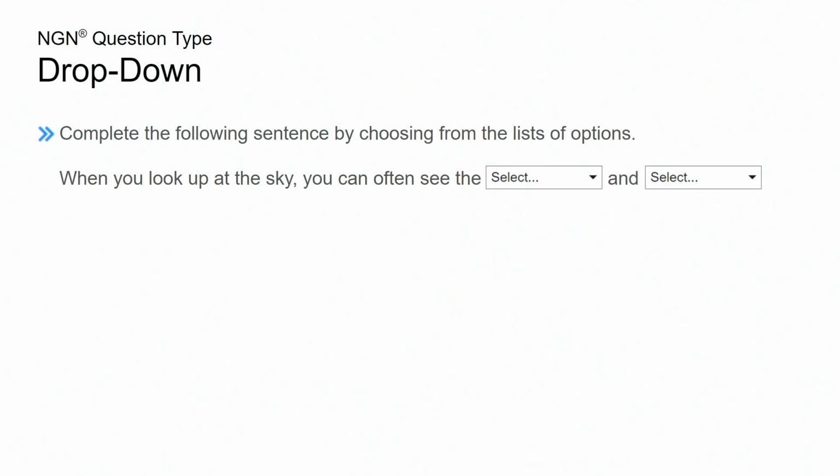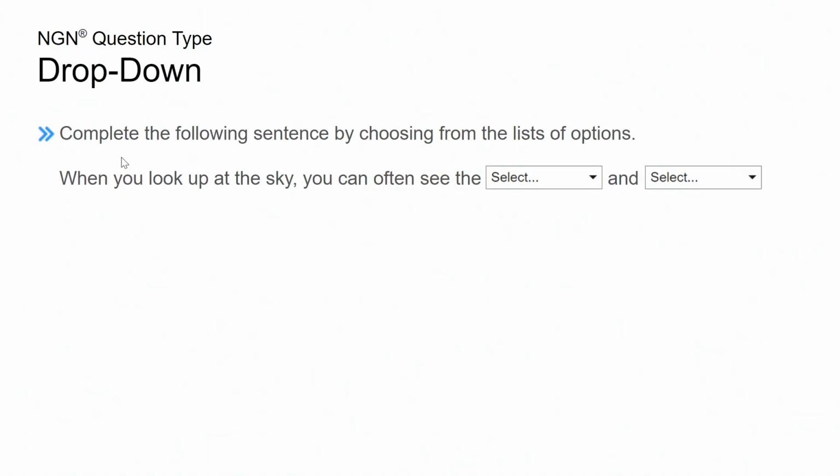Okay, so drop-down items are another item type that's going to be on the NGN version of NCLEX coming out in April of 2023. Drop-downs are a lot of fun. They are kind of like filling in the sentence, which I think is an item type that we've seen before, maybe not in your college years, but fill in the blank is not something that feels very foreign. So in the drop-down format, it's picking from a box. Here it says, complete the following sentence by choosing from the list of options.